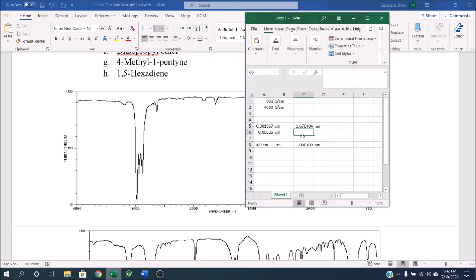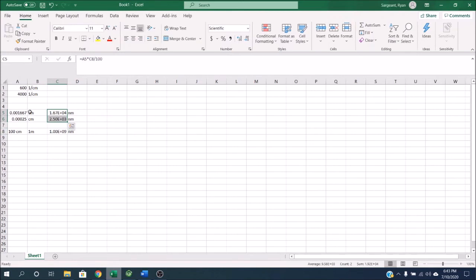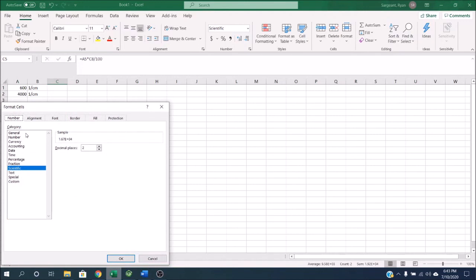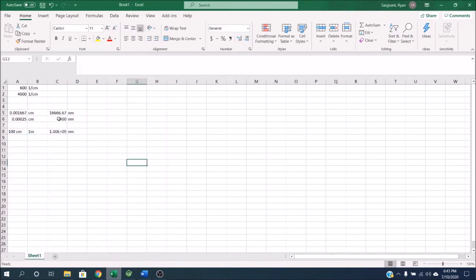And we can do the same mathematical operation. I'm simply converting this value in centimeters into nanometers using dimensional analysis, as you would have seen in general chemistry. So we multiply by the nanometer conversion and divide by the centimeter conversion. Those are the two values, 1.67 times 10 to the 4th nanometers and 2.50 times 10 to the 3rd nanometers. If I don't want these in exponential notation anymore, you can format this to show it as general. There we go.